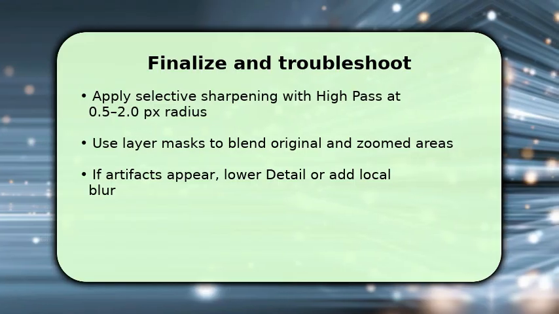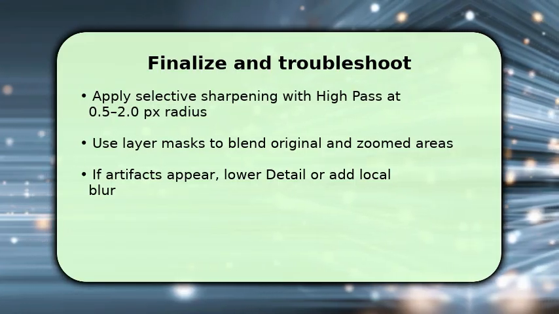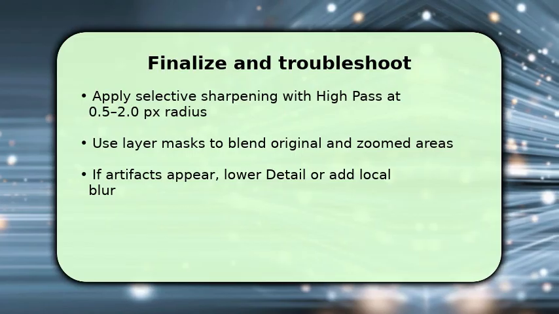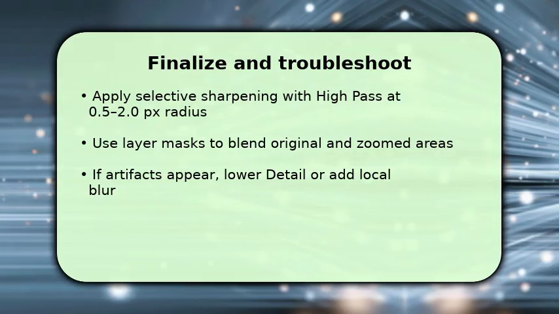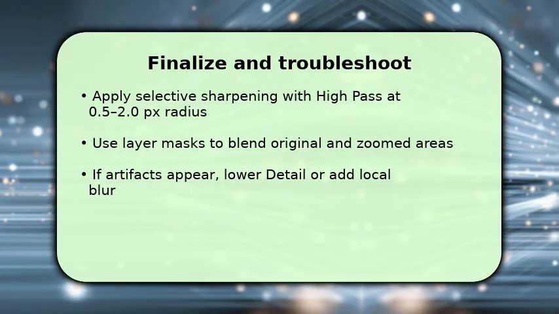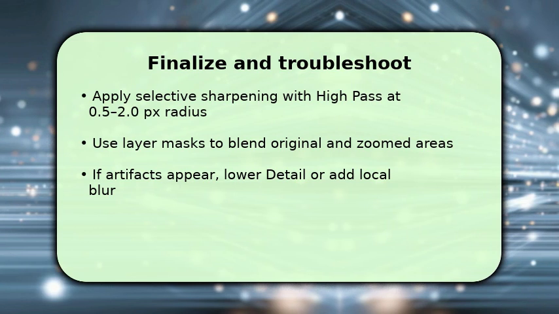Make sure to check final output at target size and export with preserved details off if you want consistent results. If you see ringing or weird halos, reduce detail strength and reapply mild local Gaussian blur where necessary. This usually removes artifacts.